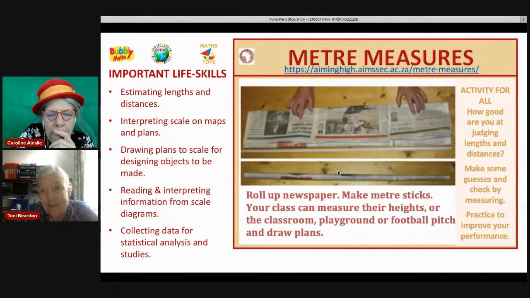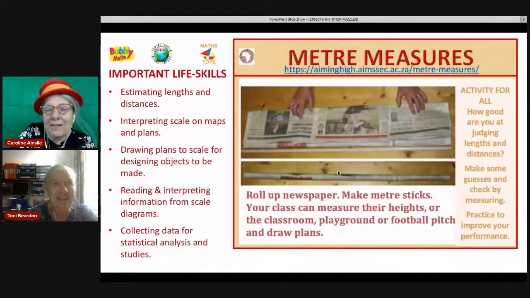First of all, how good are you at judging lengths and distances? Are you good at judging lengths and distances, Caroline? I have actually had a lot of experience. I've done a lot of work on building houses. So I actually am pretty good at judging both meter lengths and the smaller lengths as well.